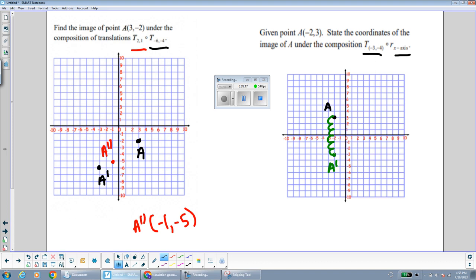So I'm going to take the image after the first transformation and I'm going to do the second one, the translation. 1, 2, 3 to the left. 1, 2, 3, 4 down. And here we have the point A double prime. It has the coordinates -5, -7. So that is the image of point A after both of the transformations happen to it.